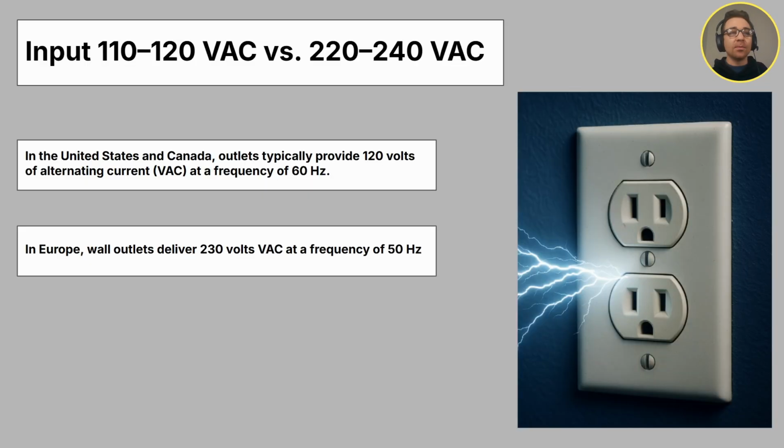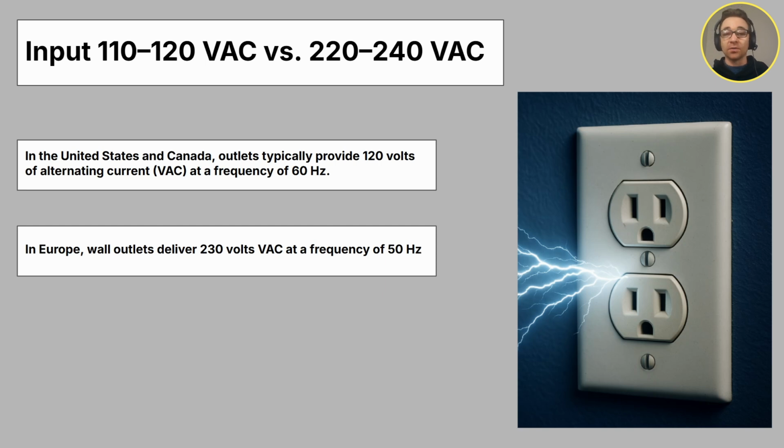Let's start with input. Guys, for input, you have two different options. What this means is essentially the amount of power coming out of this power socket on the wall. Depending on where you are in the world will change how much is coming out, how many volts. If you are in the United States or Canada, outlets typically provide 120 volts of alternating current at a frequency of about 60 hertz. So that would be this 110 to 120.